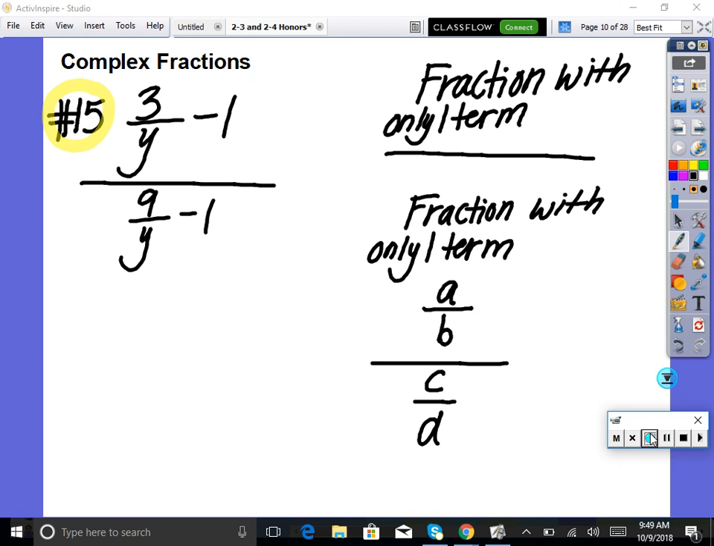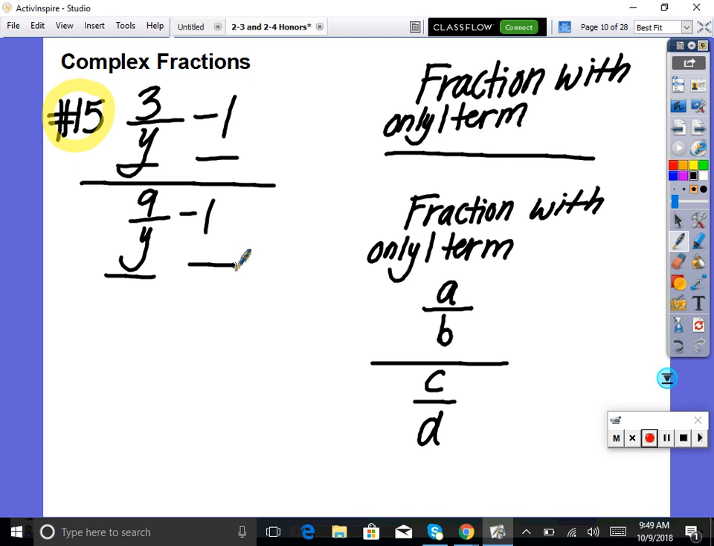So it says complex fractions just means there's a lot of stuff going on. There's fractions within fractions. So for example, right here I have this 3 divided by y minus 1 and then divided by 9y minus 1. There's a lot of stuff going on. There's 2 terms here and then there's 2 terms here.